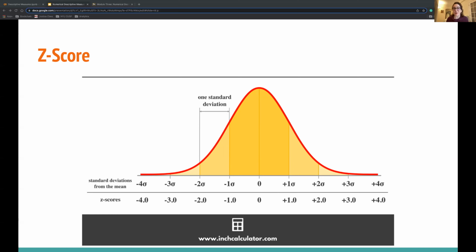So the z-score is also used to identify outliers. If the observation falls outside of 3 standard deviations, we consider that value to be an outlier or very rare to happen.